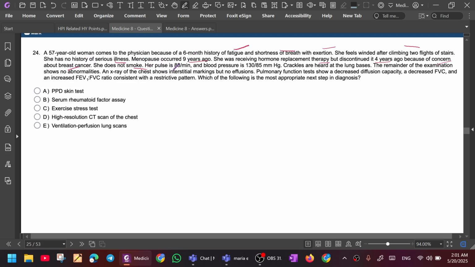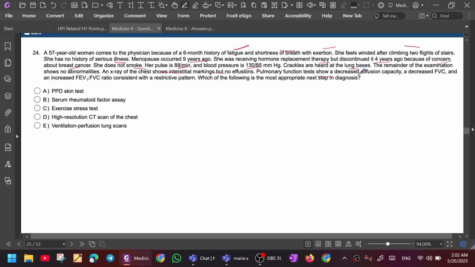She does not smoke. Her pulse is 88 per minute. Blood pressure is 130 by 80. Crackles are heard at the lung base. The remainder of the examination shows no abnormality. Chest X-ray shows interstitial markings but no effusion.